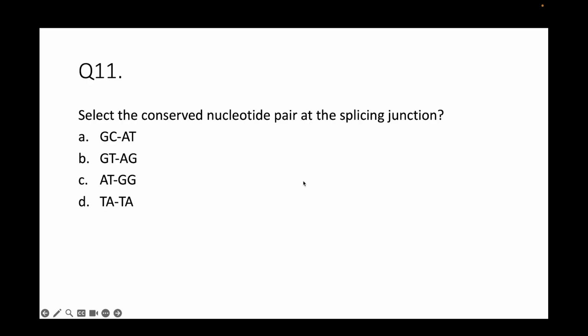See, we have already been discussing RNA editing and alternative splicing, and we talked about this adenosine branch point also. So, I am asking, what is the conserved nucleotide pair at the splicing junction? That means where this splicing mechanism happens. And this region is conserved by certain nucleotides.